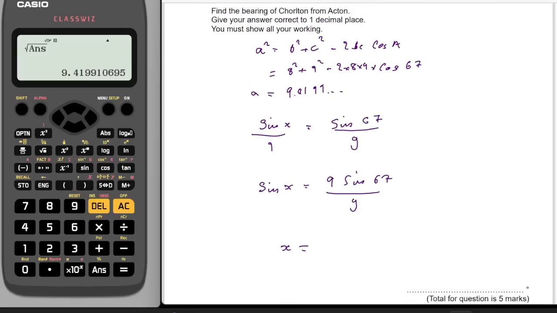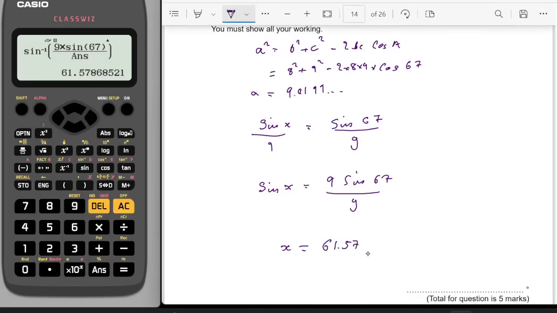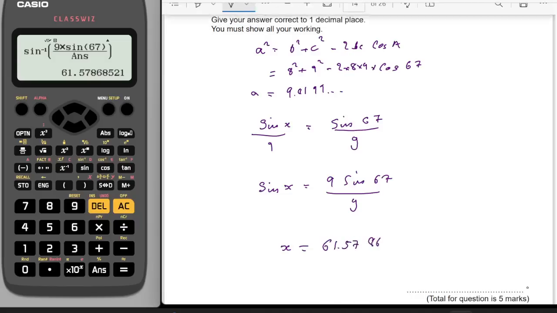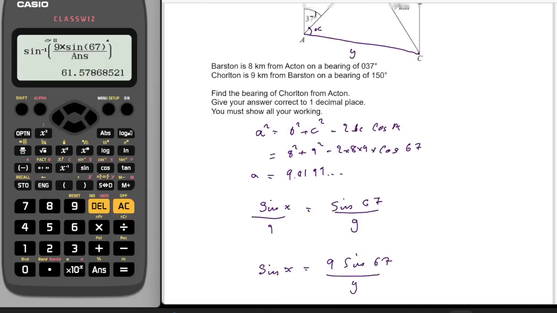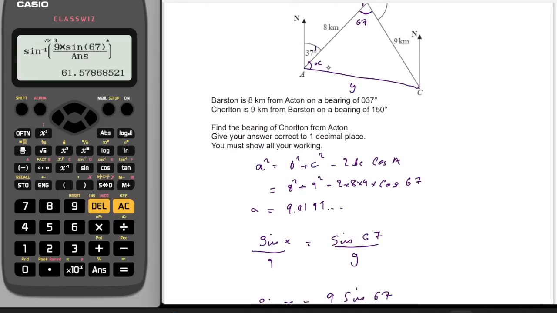So then I'm going to substitute that in here, and I'm just going to go x is going to be equal to shift sine, so the inverse of sine. I'm going to type it in as a fraction, 9 times sine of 67, and I'm going to divide that by the answer I just worked out, close my brackets up. So that gives me the value of 61.5786 dot dot dot.